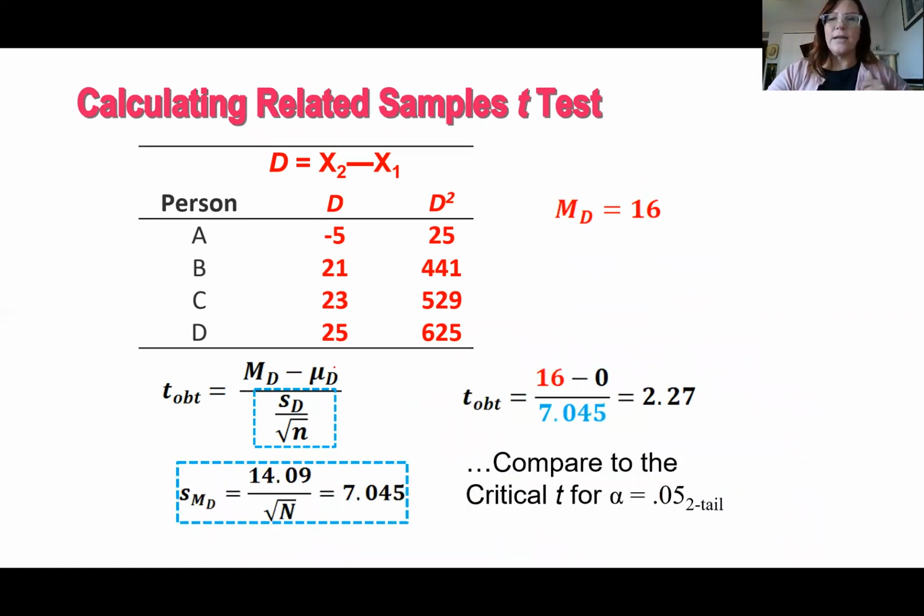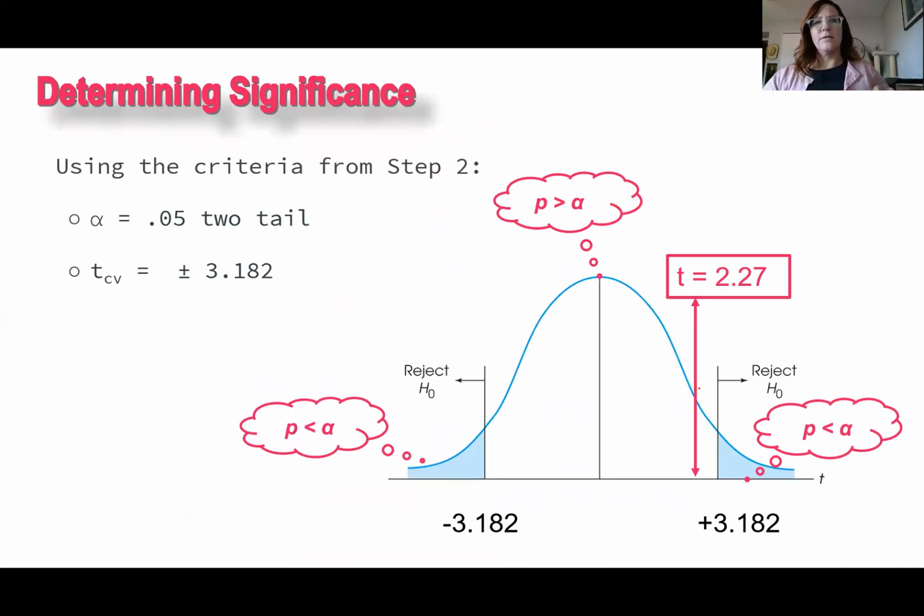So plugging it in, here we have that 16 minus 0 divided by 7.045. And we end up with a t obtained of 2.27. Now, at this point, we can compare and see, did we find significance? Well, here we look over here, and I have the distribution for you.